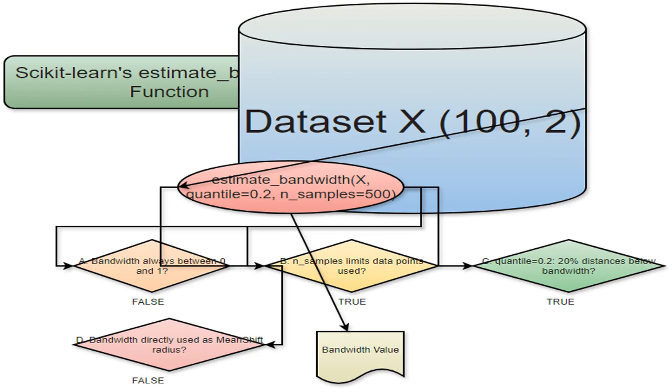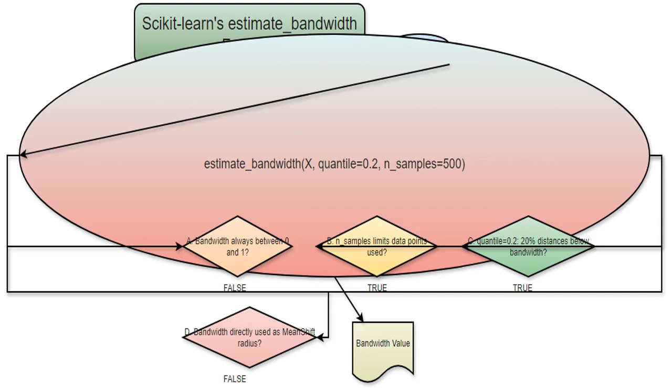My dataset, X, has 100 data points, each described by 2 features. Imagine these are points plotted on a 2D graph. I'm calling the function with my dataset, X, and quantile equals 0.2, which means I want to find a bandwidth such that 20% of the distances between all pairs of data points are smaller than this bandwidth.